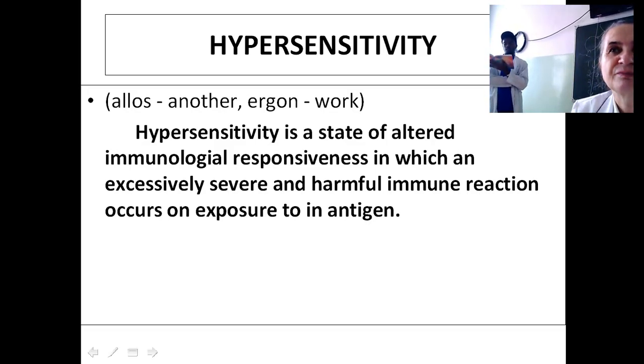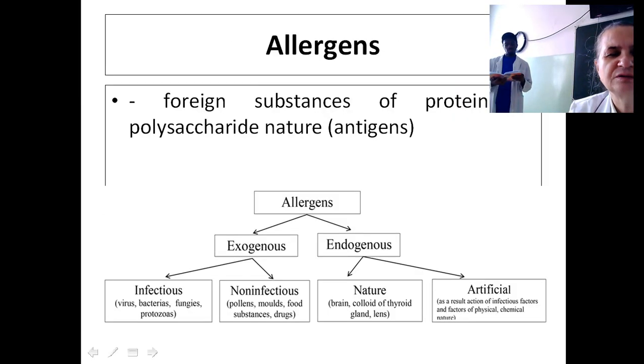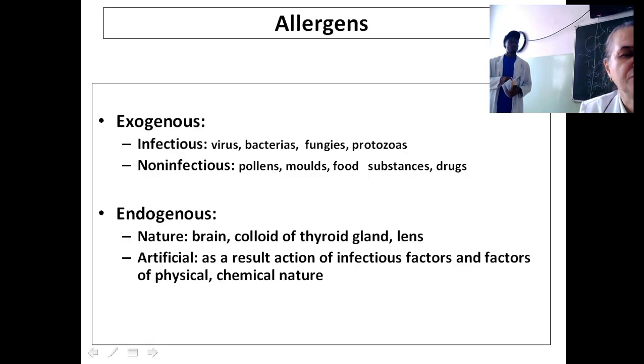But how do they act? What is the mechanism of action of antigens, which we call allergens, on our organism? And how many stages in the pathogenesis of allergy can you name? Three stages. But what groups of allergens can we name? Two types: exogenous and endogenous. Exogenous are subdivided into infectious and non-infectious. Endogenous may be natural and artificial.